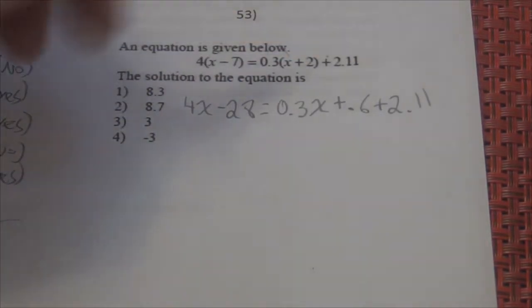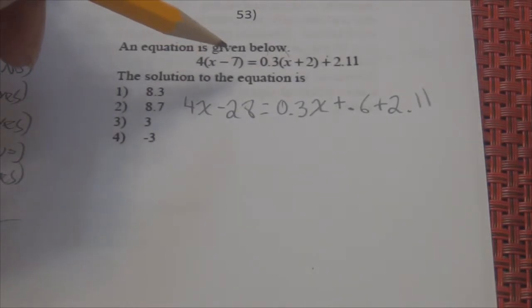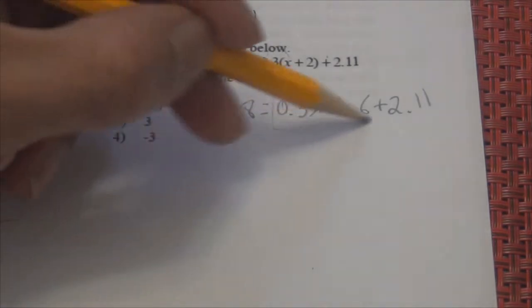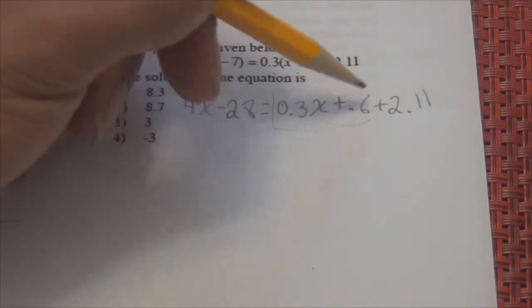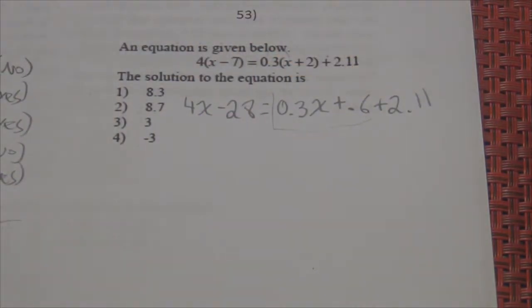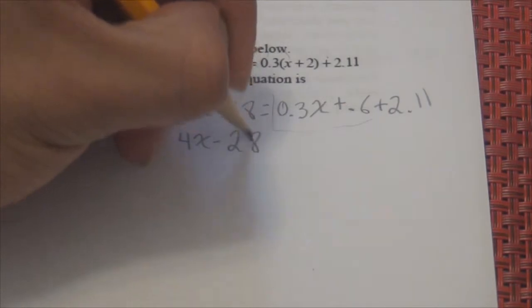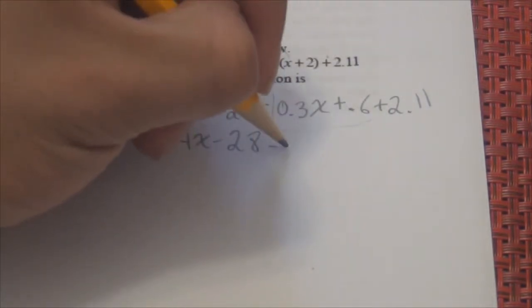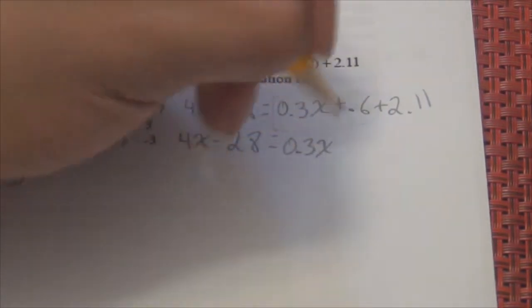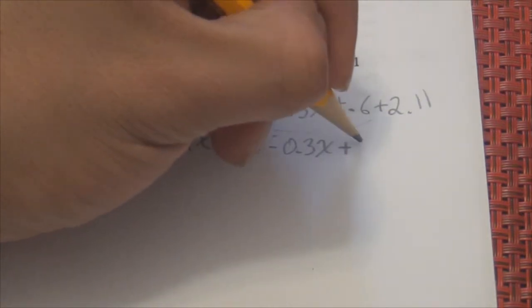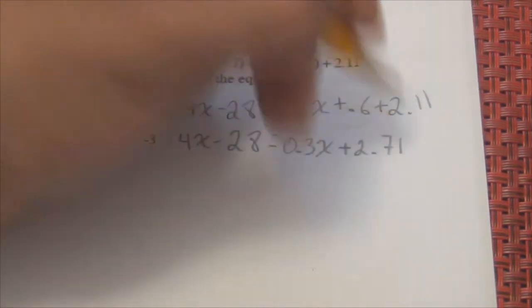The next rule is, are there like terms on the same side of the equation? Yes, there are. The 0.6 and the 2.11. So we just add them. What is 0.6 plus 2.11? Good job. So then we have 4x minus 28 equaling 0.3x plus 2.71.